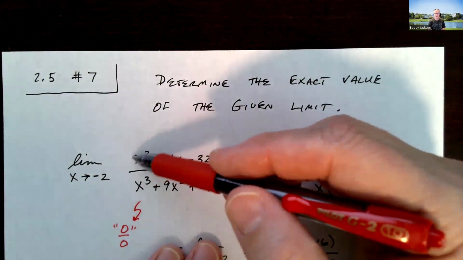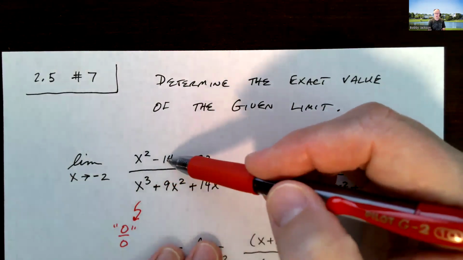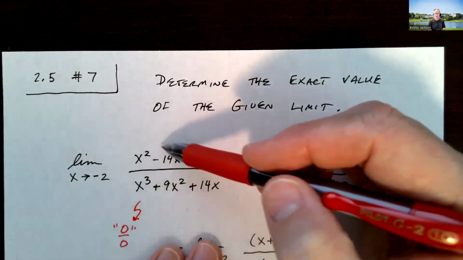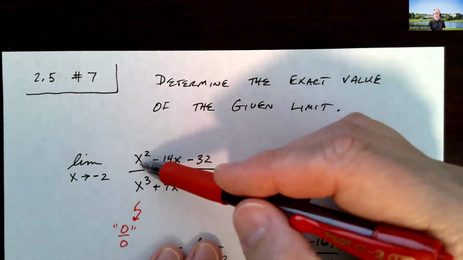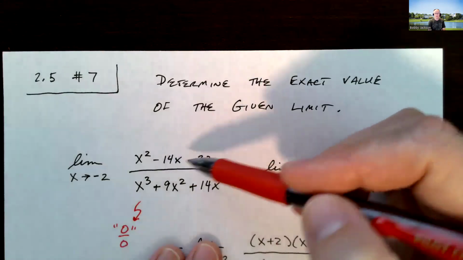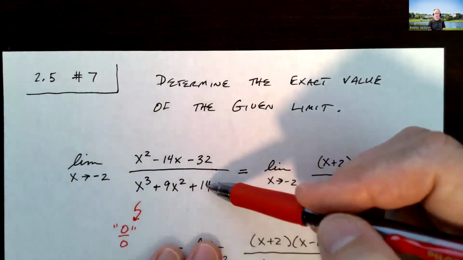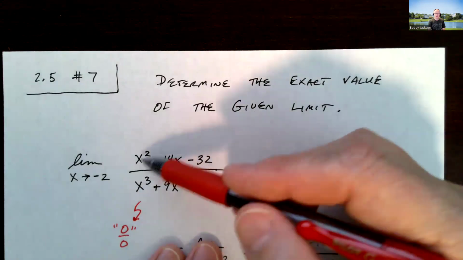If you do, of course, up top, you'll square -2 and get +4. -14 times -2 is +28. That gives you a total of 32, excuse me. 32 minus 32 is 0. And down below, if you do the same thing, I won't go through that, but if you plug in, you'll get 0 as well. So it's indeterminate form, right? So that means we've got work to do.